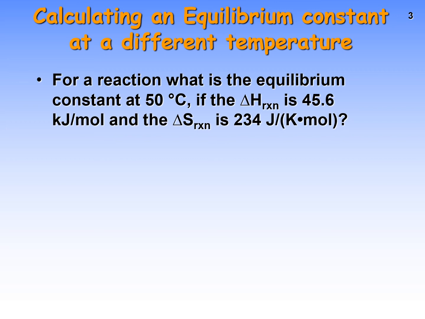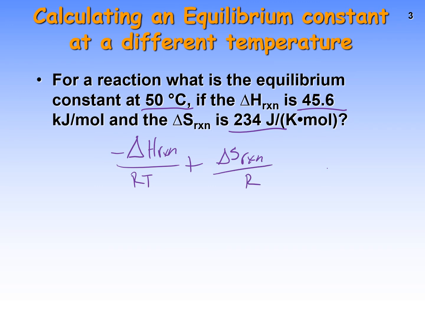All right, so let's do an example problem. In this problem, we can see that we want to find out what the equilibrium constant is at 50 degrees Celsius when we know the delta H and the delta S. So this problem relies mainly on that delta H of our reaction, negative of that, over RT, plus delta S of our reaction over R is equal to the natural log of KEQ. And so we know T, albeit in Celsius, we need to change that to Kelvin.